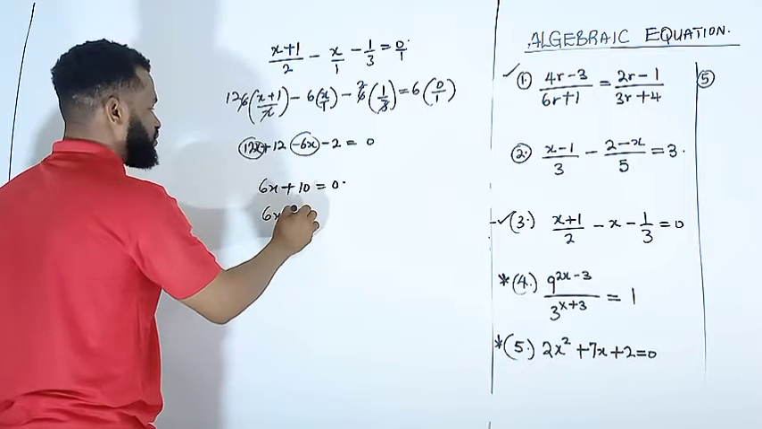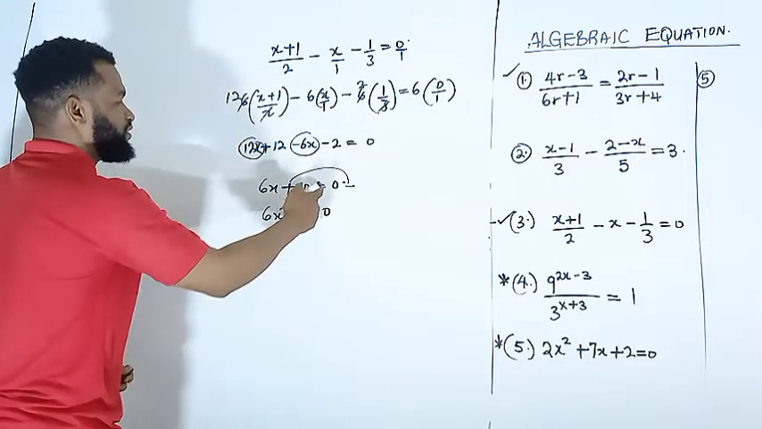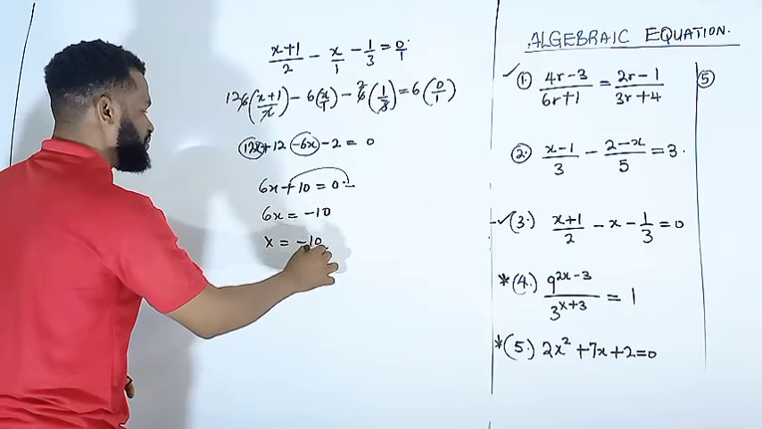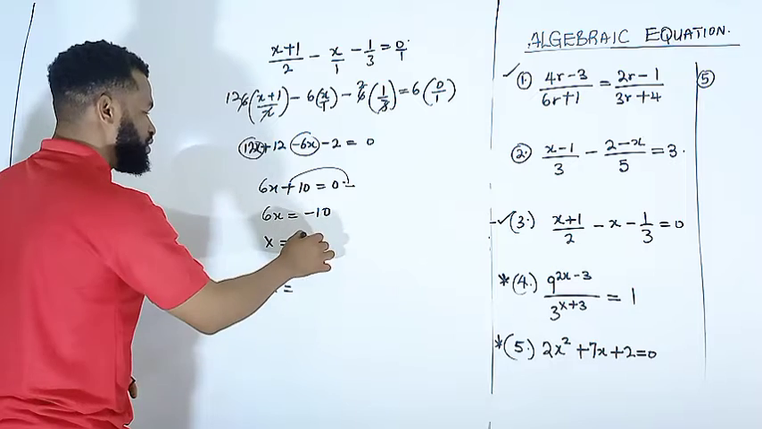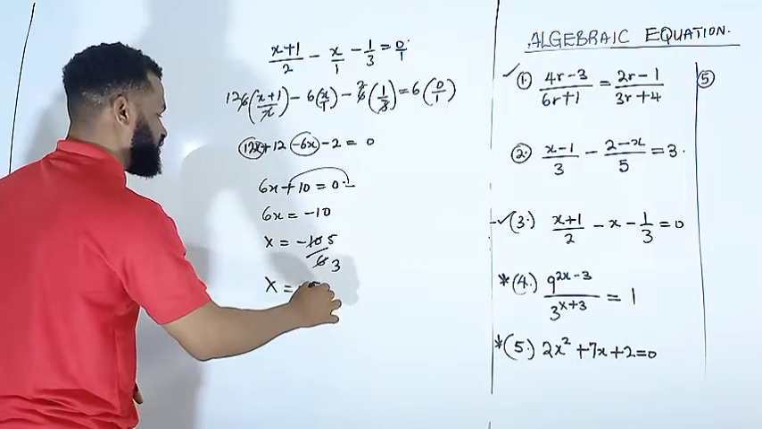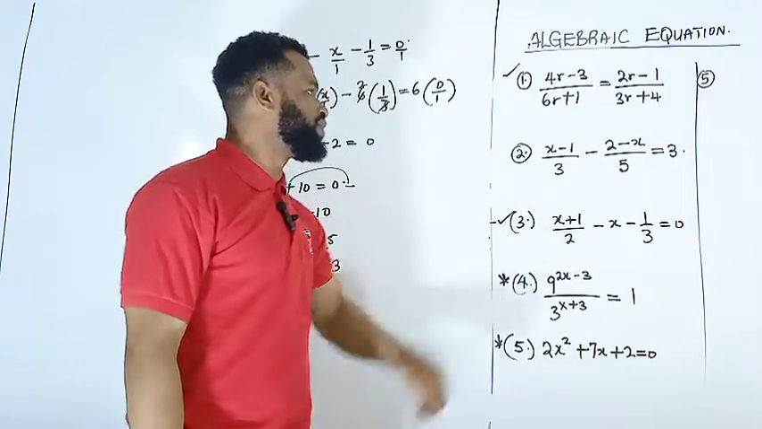Therefore, 6x is equal to minus 10 because this will go here and become minus. And then 0 minus 10 is minus 10. So x is going to be minus 10 divided by 6. 2 into this is 3, 2 into this is 5. Therefore, x is minus 5 over 3. That is the simplification for this.